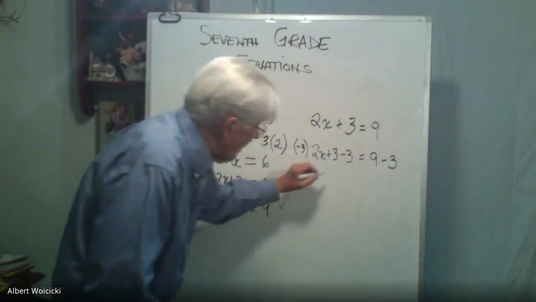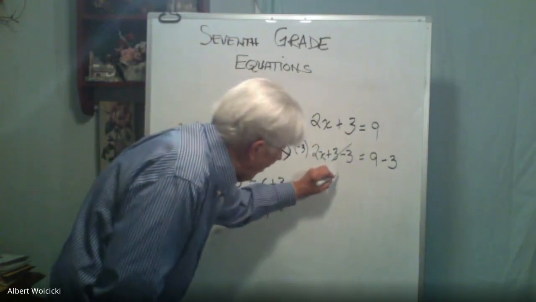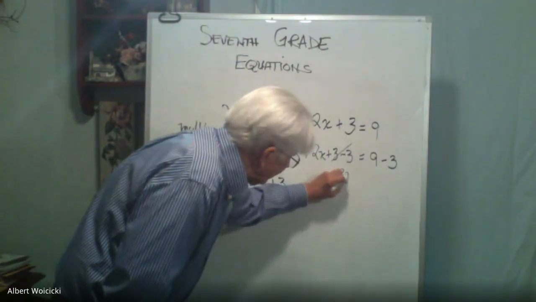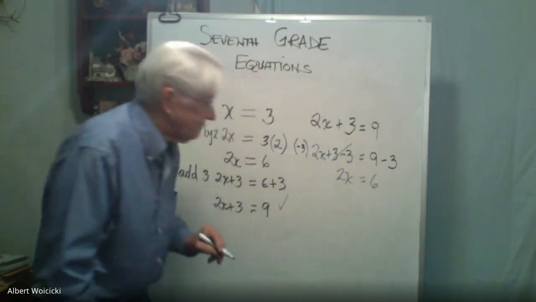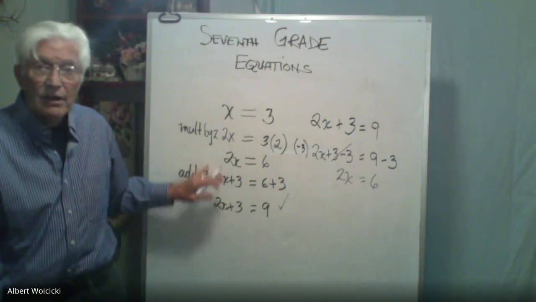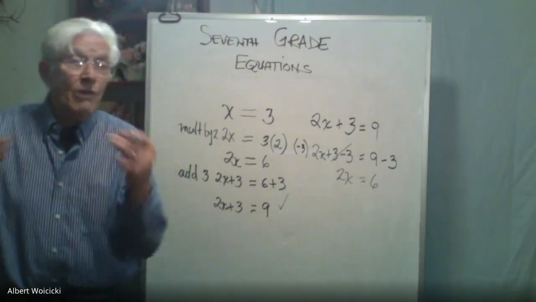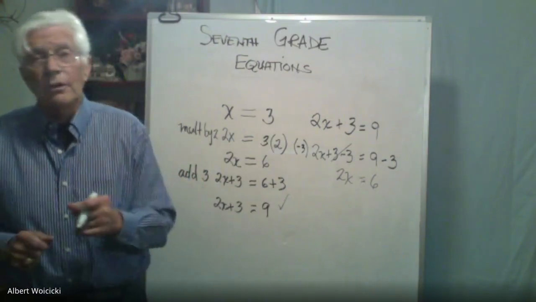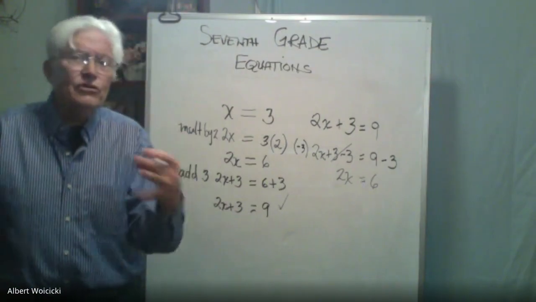Now, this 3 minus 3 becomes 0. So now on this side, they end up with 2x equals 6. Now, look where they are. They're right back to here. Now they have to get rid of that 2 that's being multiplied by the x. It's being multiplied. So how do I undo multiplication?